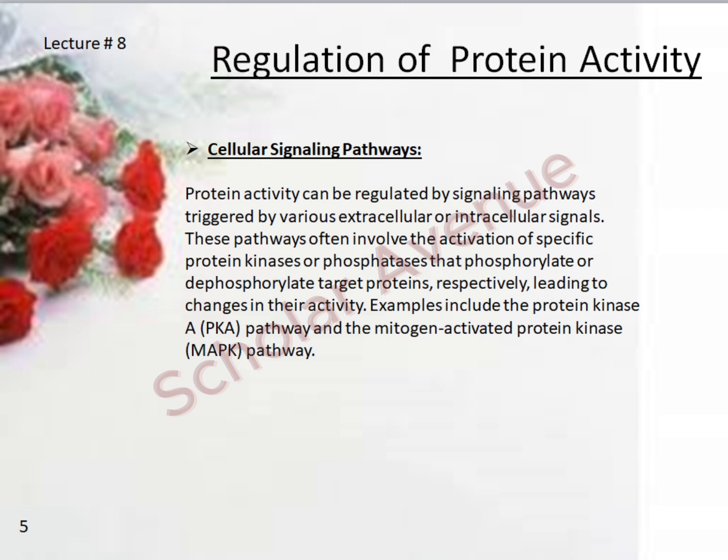Protein activity can be regulated by signaling pathways triggered by various extracellular or intracellular signals. These pathways often involve the activation of specific protein kinases or phosphatases that phosphorylate or dephosphorylate target proteins, respectively, leading to changes in their activity. Examples include the protein kinase PKA pathway and the mitogen-activated protein kinase MAP pathway.